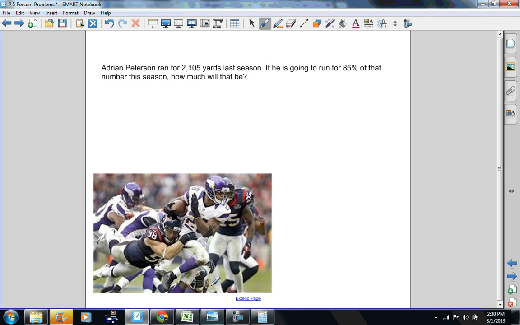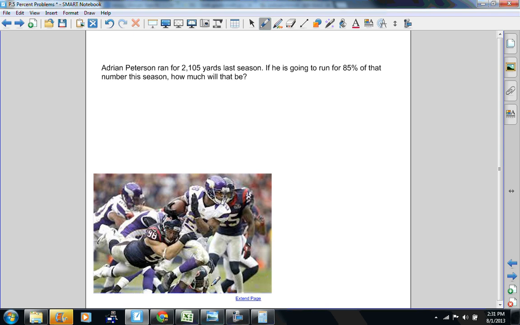One quick story problem. Adrian Peterson ran for 2,105 yards last season. If he is going to run for 85% of that number this season, because that was a record-breaking season, it's unlikely for a running back to continue to set records every year. So he's going to run for 85% of that number. How much will that be? What's important here is we have to create our own mathematical sentence to figure out what we're looking for.